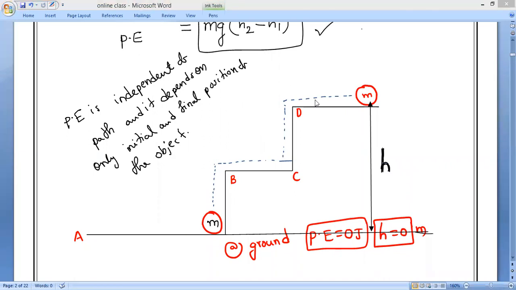Mithakshri? Yes, sir. Any doubt? Please ask me.